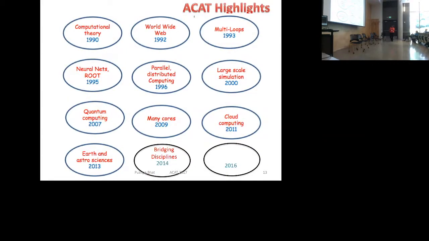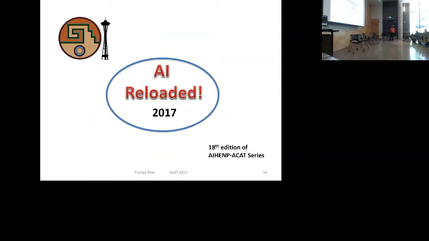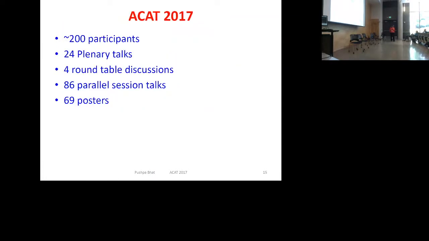And each time ACAT has tried to have a special focus topic. So here are the special topics that Denny used to show, and I just added a couple of them. Quantum computing back in 2007. In fact, even in 2000, we talked about quantum computing and where it might be applicable. And of course, for ACAT 2017, we have Back to AI Reloaded, the 18th edition, and it was nice to see that Gordon added his own little logo to the Aztec logo, so that I don't have to feel guilty for my logo from 2000.